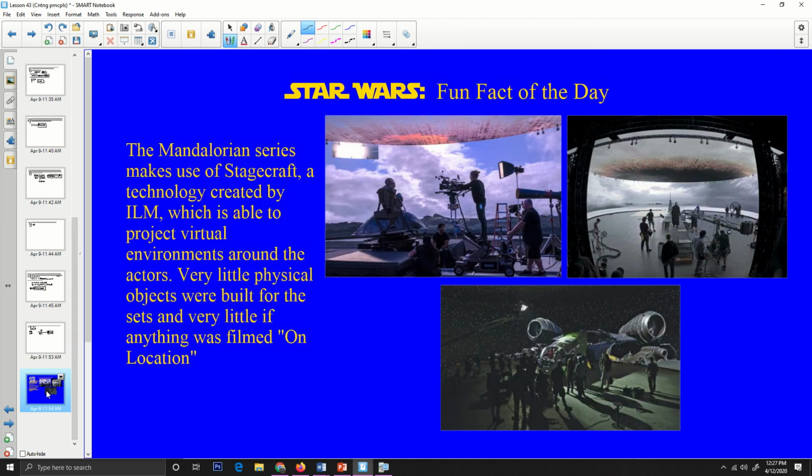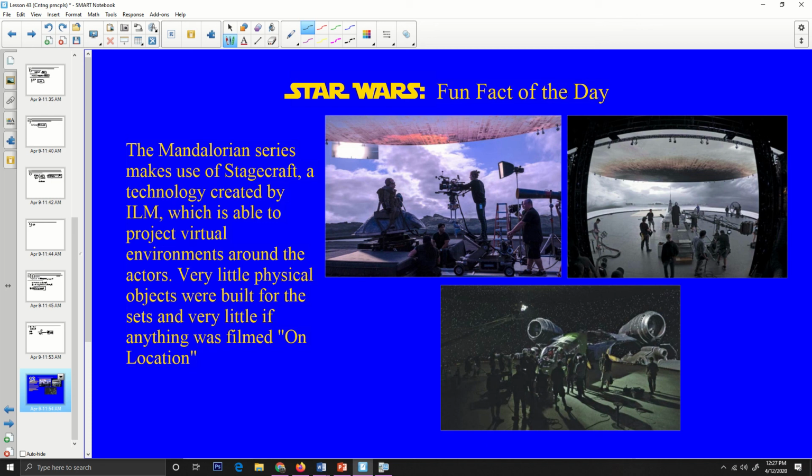So the Star Wars fun fact of the day: the Mandalorian series makes use of StageCraft, which is this new technology made by Industrial Light and Magic, and so they're able to project virtual environments around the actors. So it's like a big circle, and then they project these environments on a screen, and then they just take the video of that, and very little physical objects were built. And if you look real close on this bottom one here, you'll notice that in the scenes where he had the ship, they only built the cockpit and then they projected the rest of the ship on the back of it and filmed it that way.